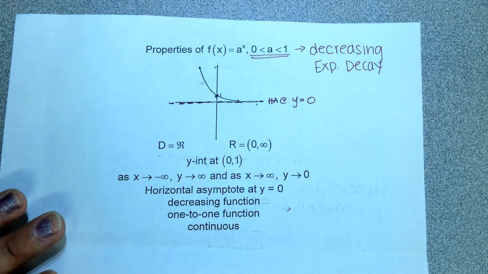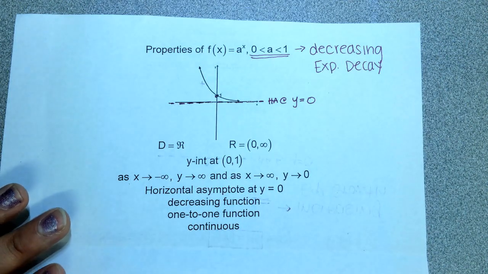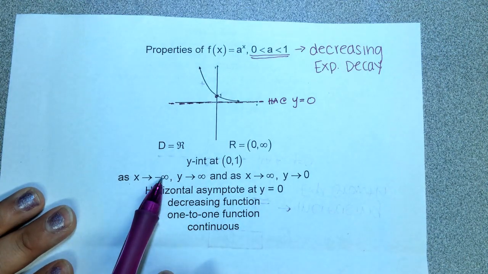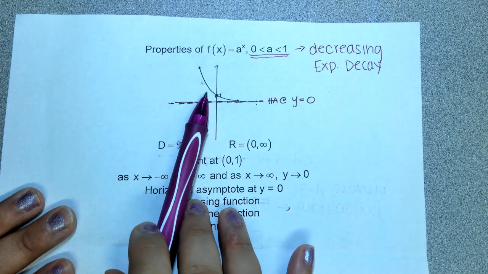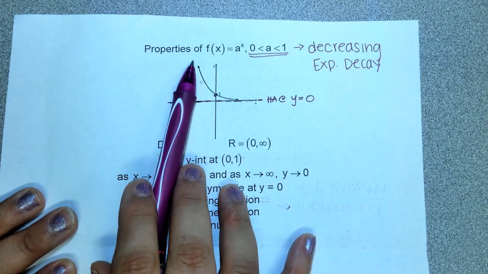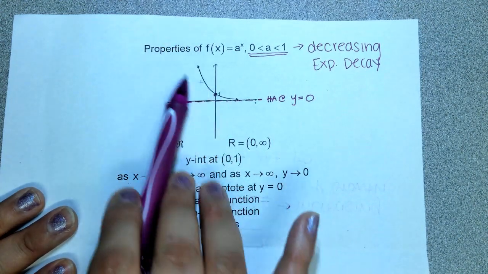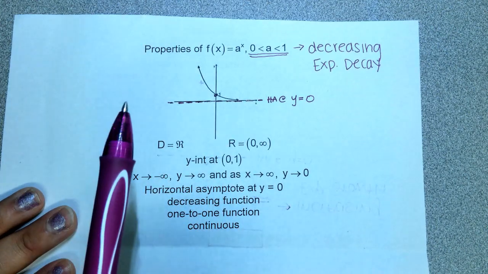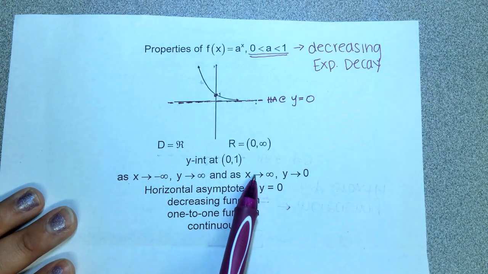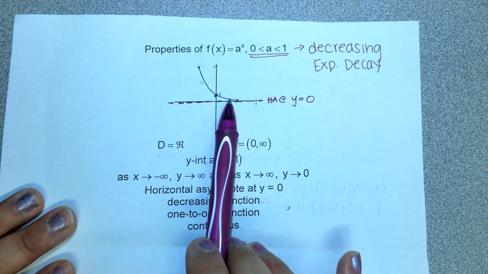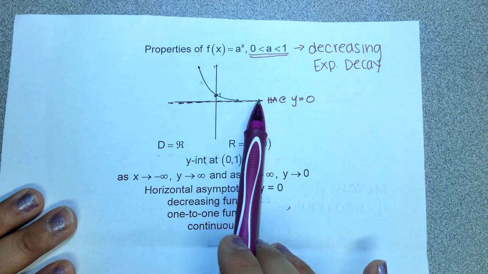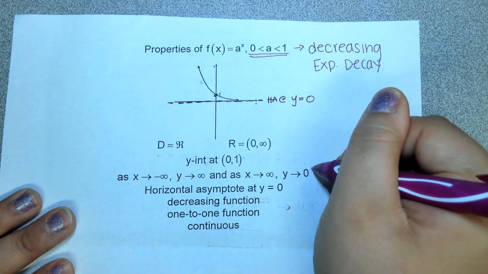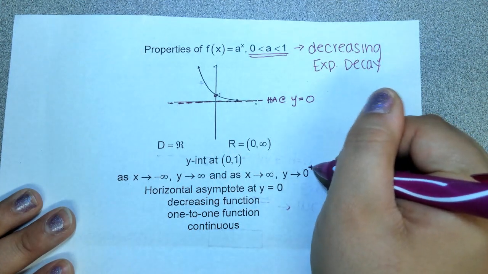What's different now is my end behavior. This time, as x approaches negative infinity to the left, what's happening to my y's? It's going up to infinity. And as x approaches infinity to the right, what's happening to the y here? It's going to 0. Again, with this 0, can y'all put a plus from the top?